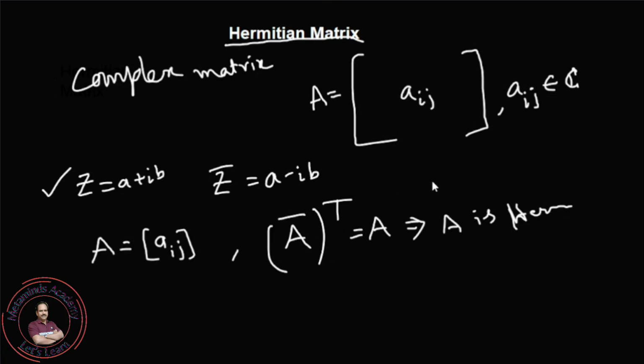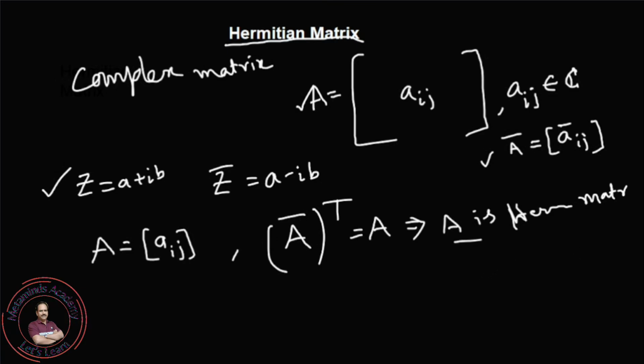What do you mean by A bar? Here A is a matrix. Then what is the complex conjugate of the entire matrix A? What we have to do is take the complex conjugate of each entry of the matrix. So that is how you will get A bar. Then if A bar whole transpose is equal to A, then A is called a Hermitian matrix.